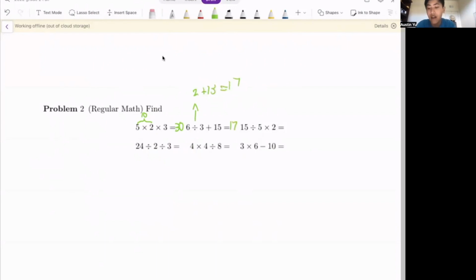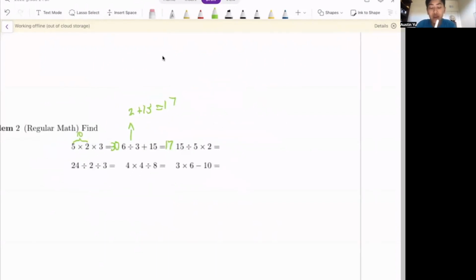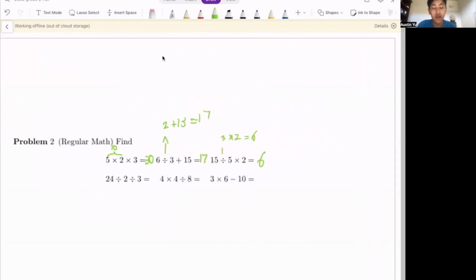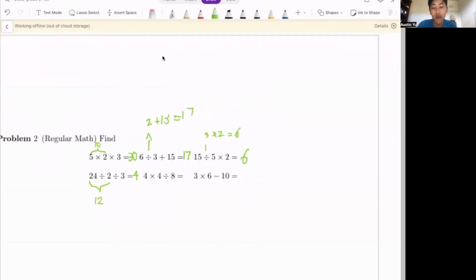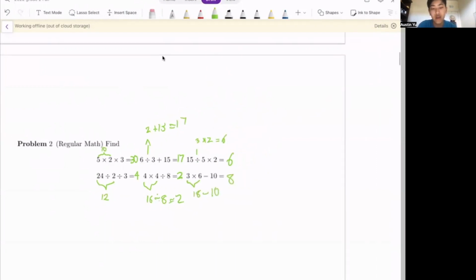So it's 17. Then 15 divided by 5 times 2. 15 divided by 5 is 3, 3 times 2 equals 6. So that is 6 here. 24 divided by 2 divided by 3, we can do 24 divided by 2 first. That is just 12. And 12 divided by 3 equals 4. Next equation, 4 times 4 divided by 8. We can do 4 times 4, 16 divided by 8, 2. And finally, 3 times 6 minus 10. 3 times 6 is 18, minus 10, 8. And that is how you do problem 2.